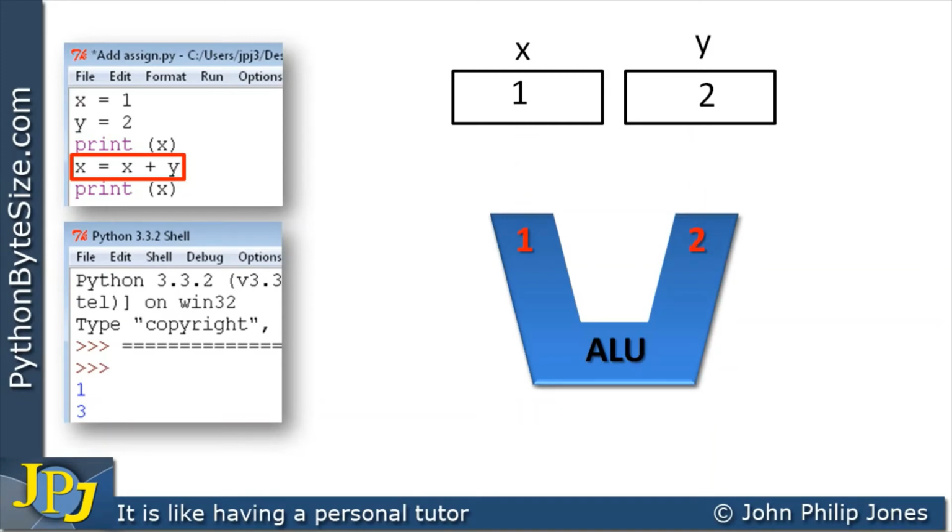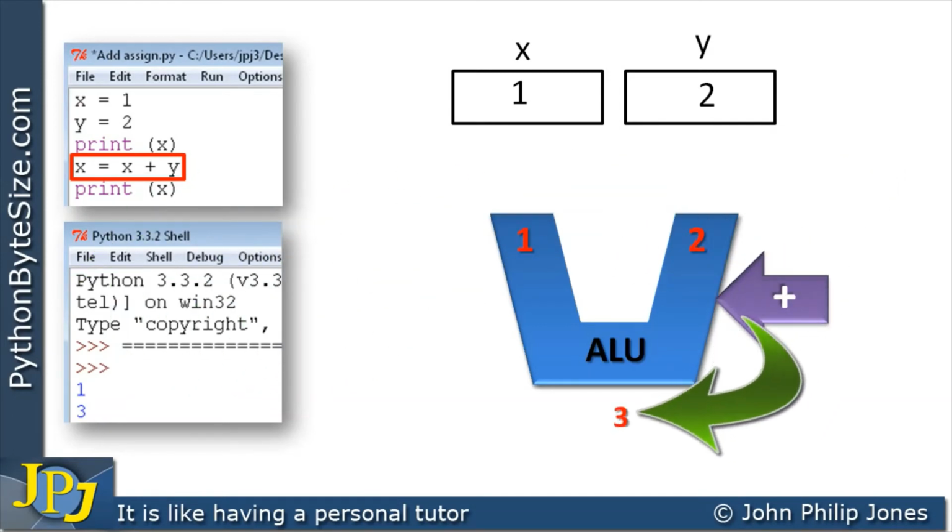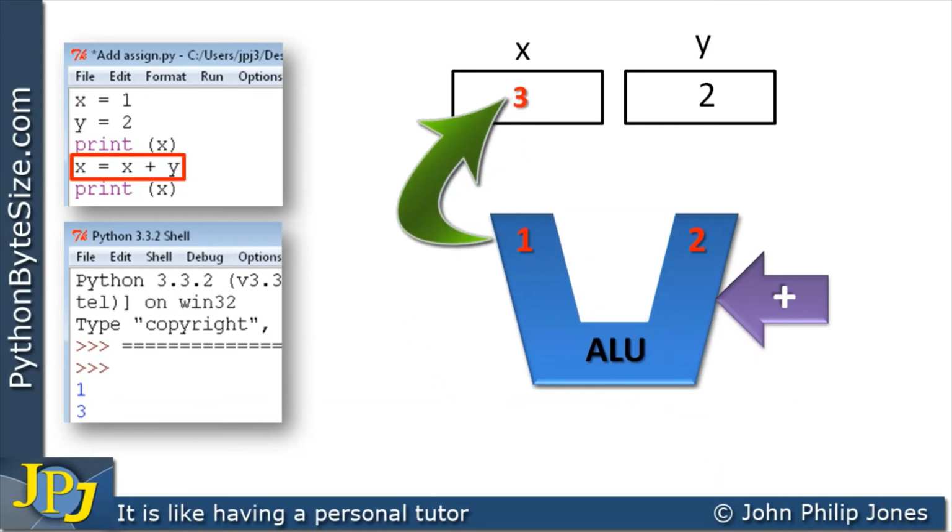Now, because the operation is to add, what will now happen at the output is the 3 will appear, and that 3 will go and replace what was previously stored in x. So we can see that x is now 2 bigger because it had the contents of y added to it. So it's as if we've incremented x by the content of y.